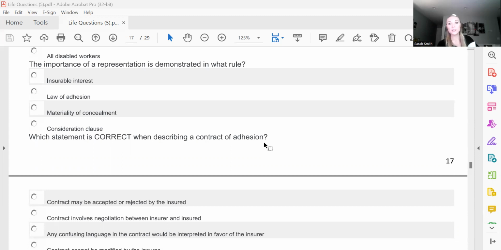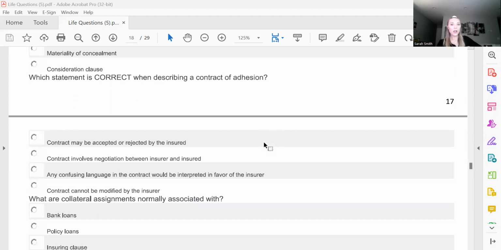C, materiality of concealment. So basically what that is saying is if you're concealing something, what's the materiality of it? Is it a material fact? Is it not a material fact? Would it change your opinion or your rating? So C, materiality of concealment shows the importance of a representation that you make to the company.